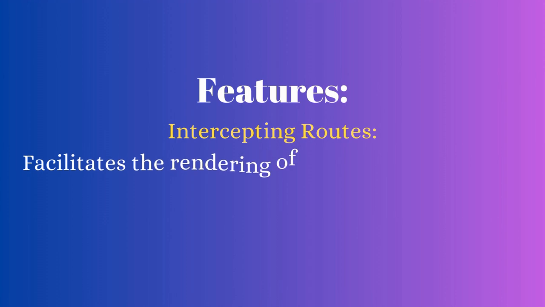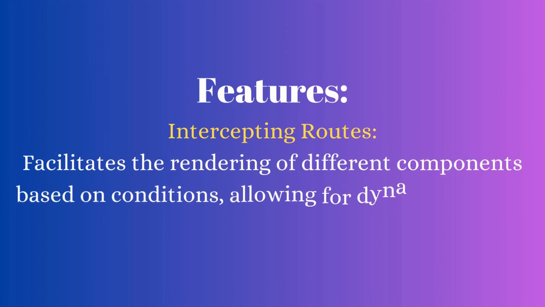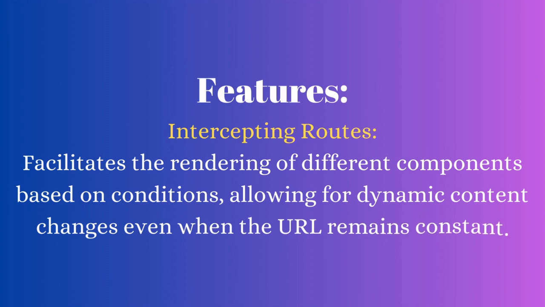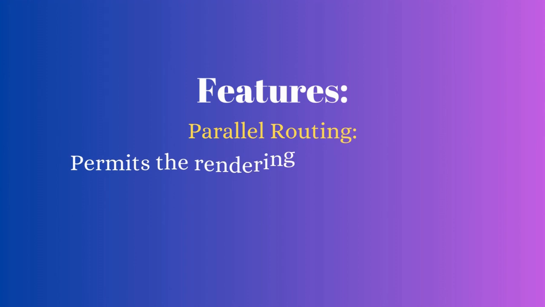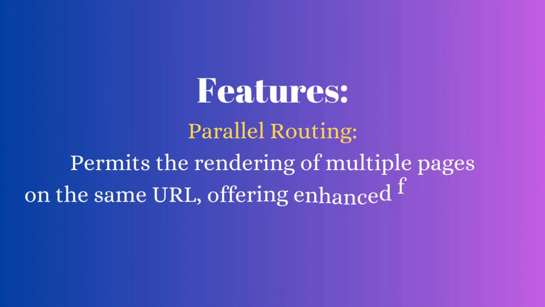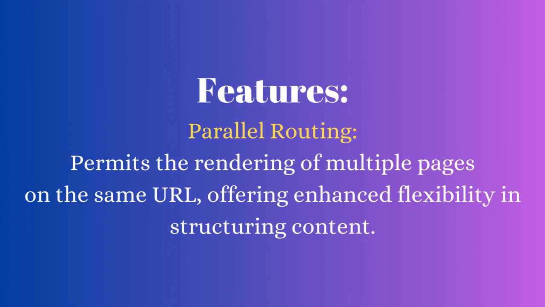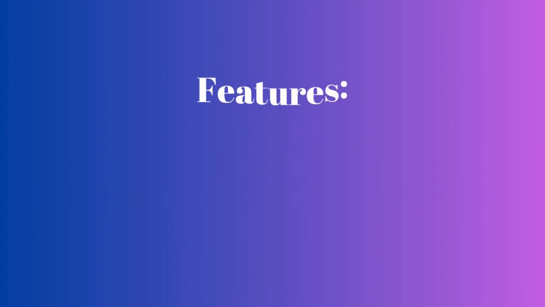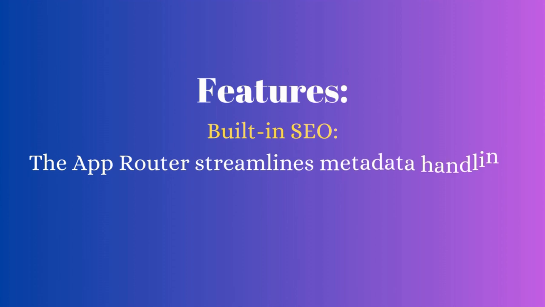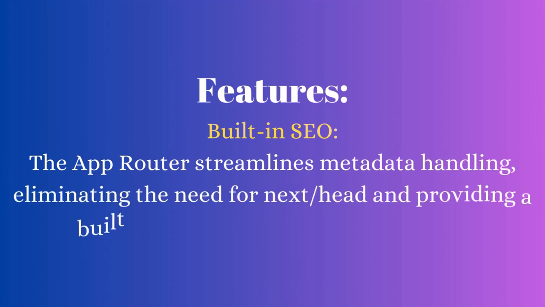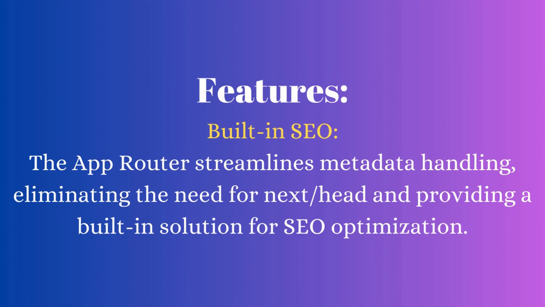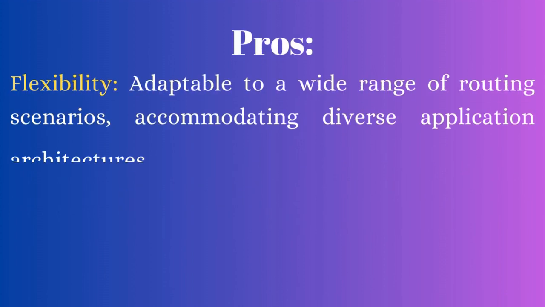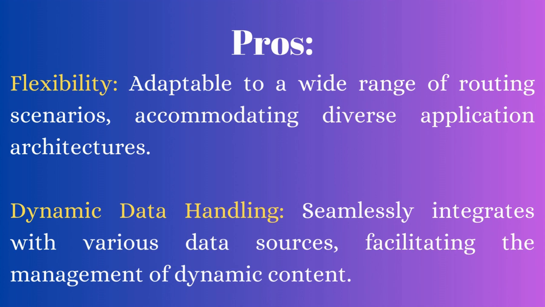Intercepting routes, facilitates the rendering of different components based on conditions, allowing for dynamic content changes even when the URL remains constant. Parallel routing, permits the rendering of multiple pages on the same URL, offering enhanced flexibility in structuring content. Built-in SEO, the app router streamlines metadata handling, eliminating the need for next/head, and providing a built-in solution for SEO optimization. Pros: flexibility, adaptable to a wide range of routing scenarios, accommodating diverse application architectures.